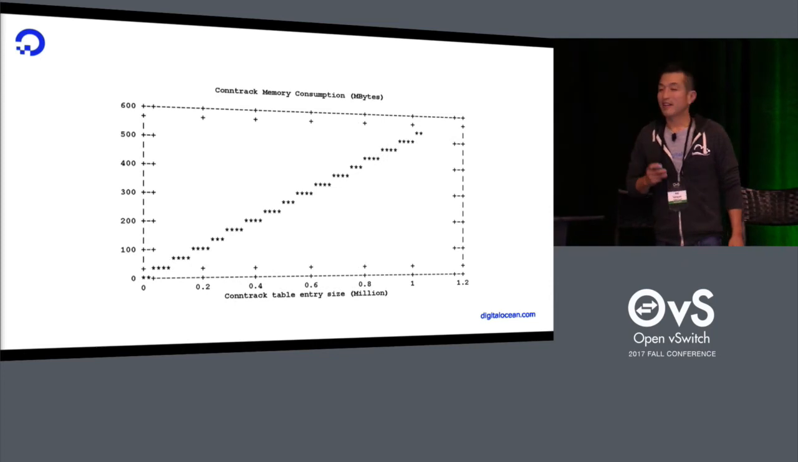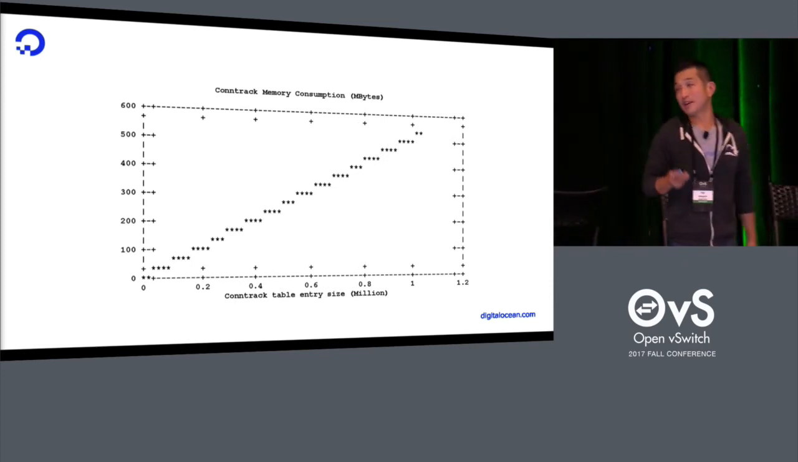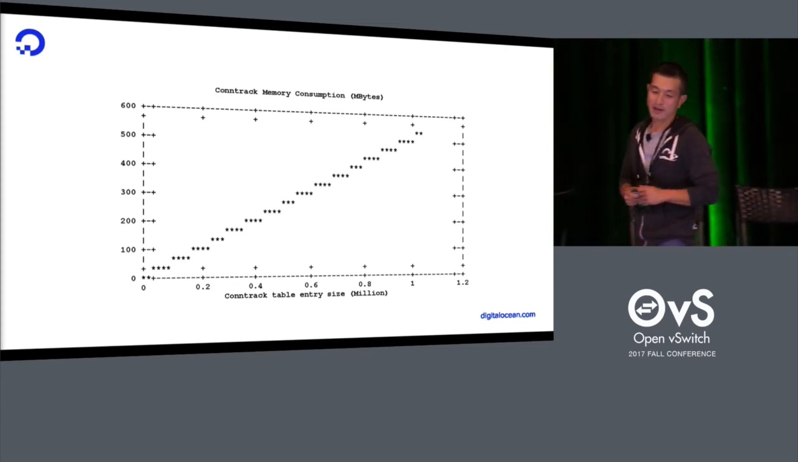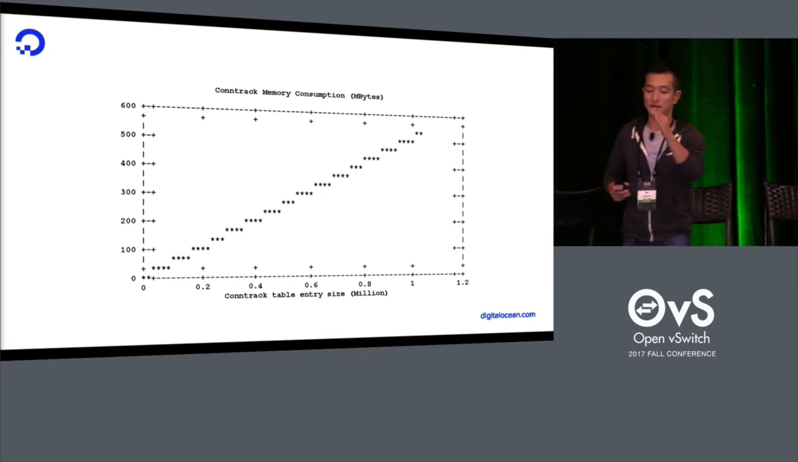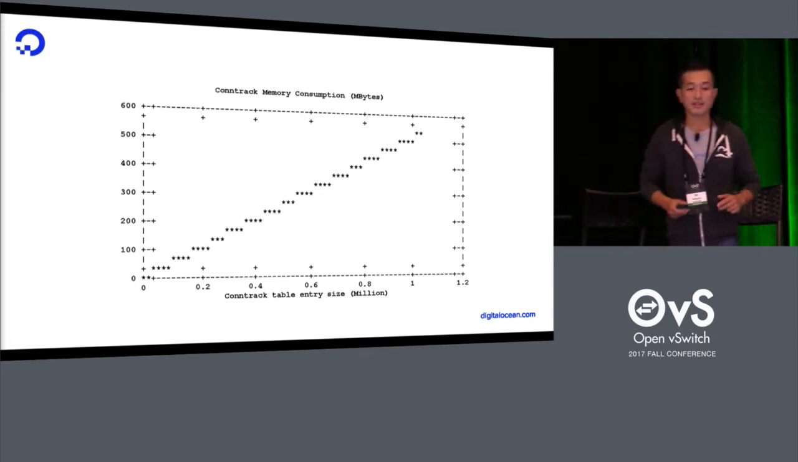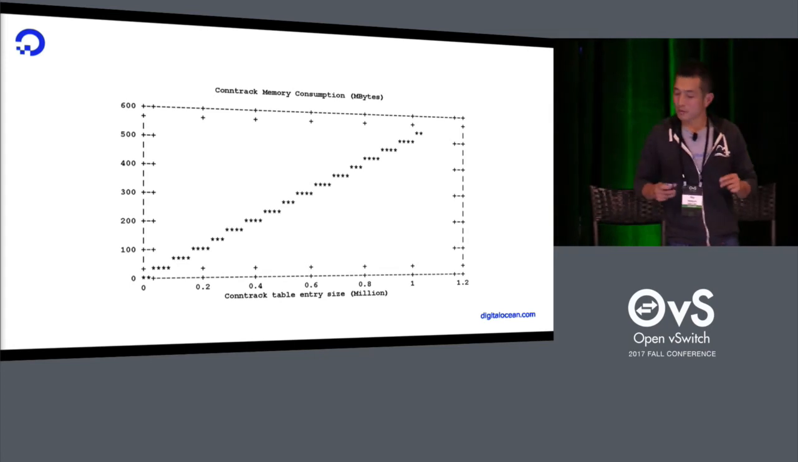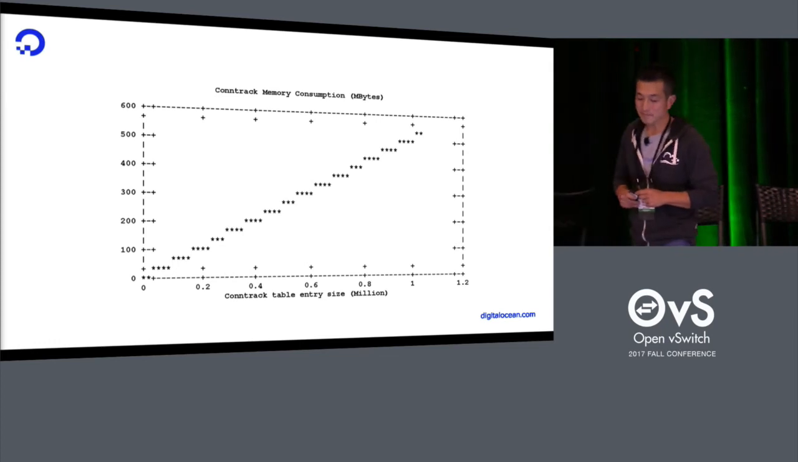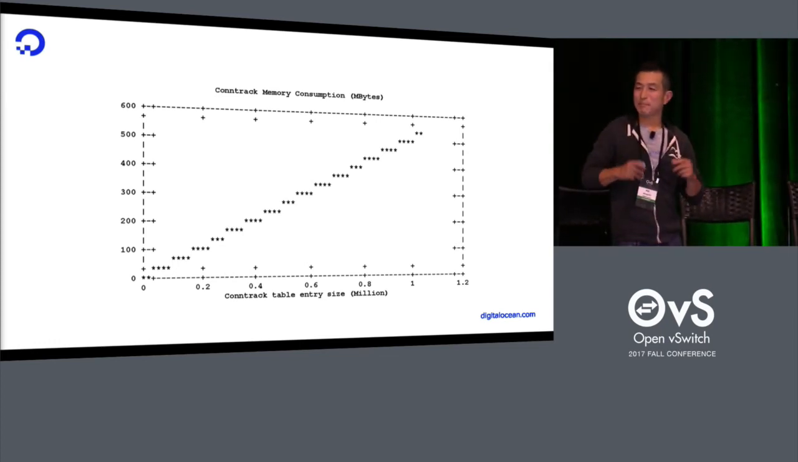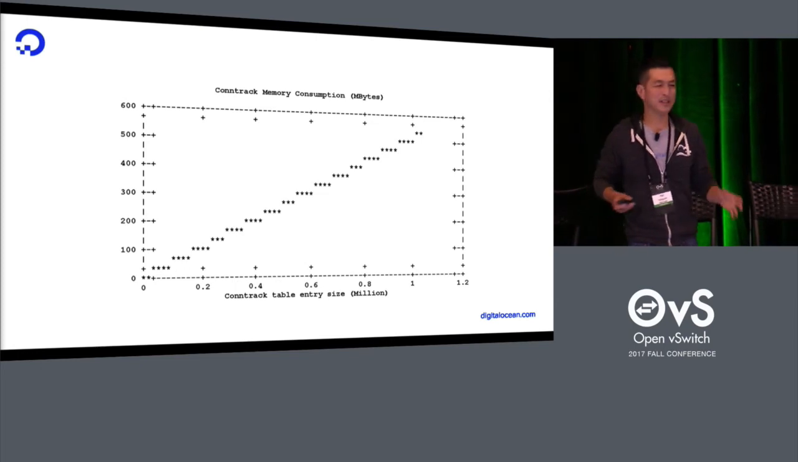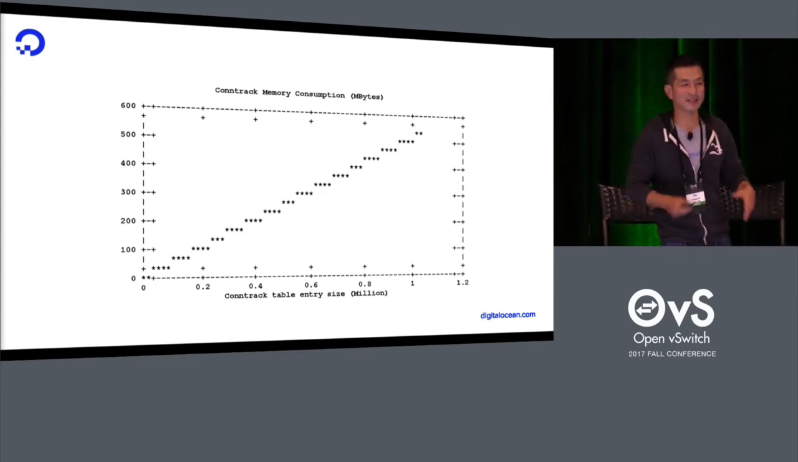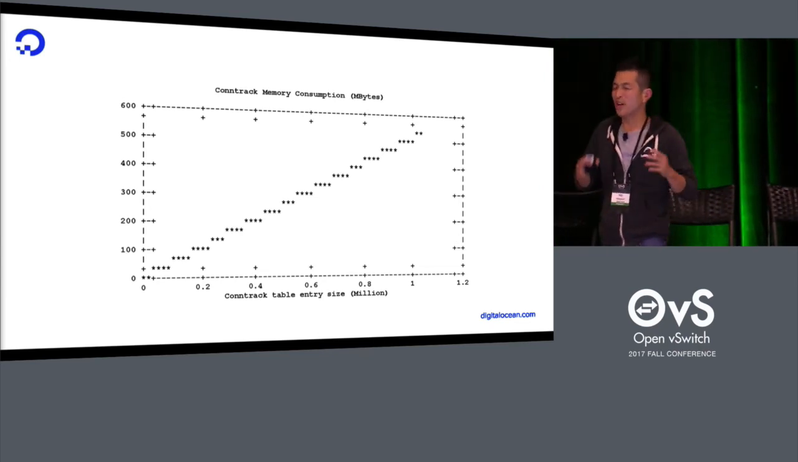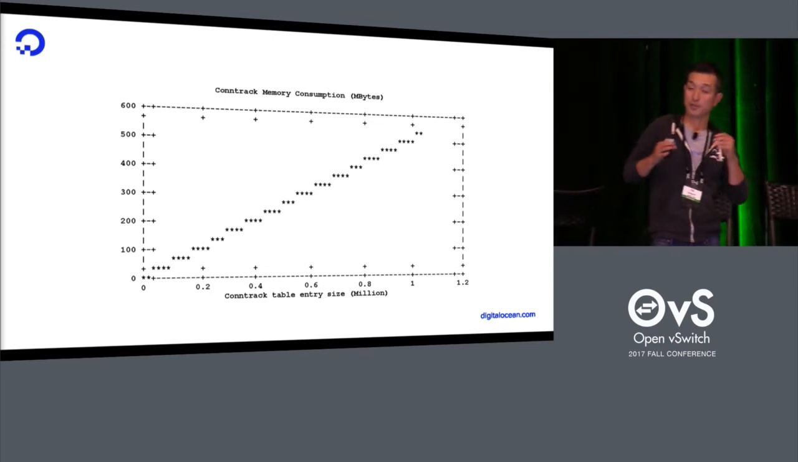And the last graph is the memory usage on the hypervisor with the conntrack entries in the kernel. As you can see, the increase is linear. With 1 million entries, we require 500 megabytes of additional memory on the hypervisor, which means 500 bytes per single conntrack entry, which sounds right by looking at the kernel data structure. So this was also okay, not a showstopper for us to proceed down this path.